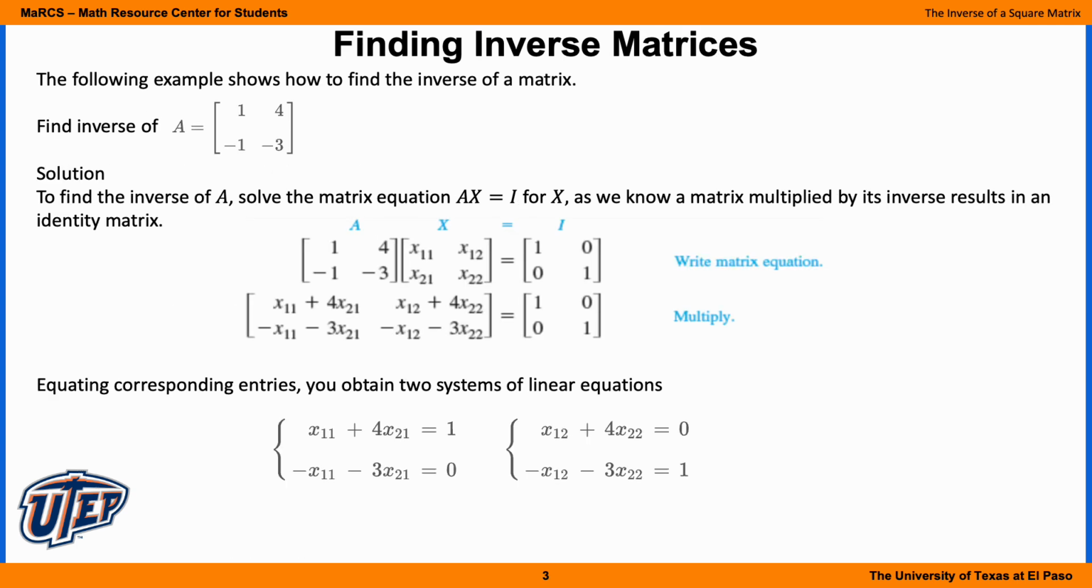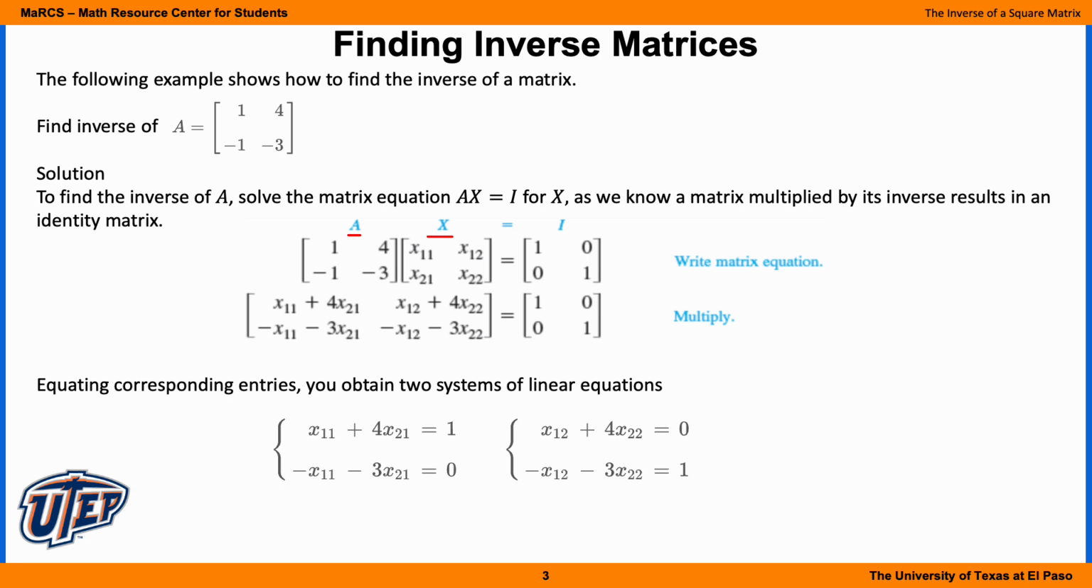In this example, we are told to find the inverse of a matrix only given the matrix. So we are told that the matrix A is a 2x2 matrix with entries 1, 4, -1, and -3. In order to find the inverse of A, we need to solve the matrix equation A times X is equal to I for X. And we know that a matrix multiplied by its inverse will result in the identity matrix. So setting that up, we have A right here, and then we have X, so we're going to do X11, X12, X21, and X22 because we're looking for an inverse matrix of A. And we're setting that equal to the identity matrix right here.